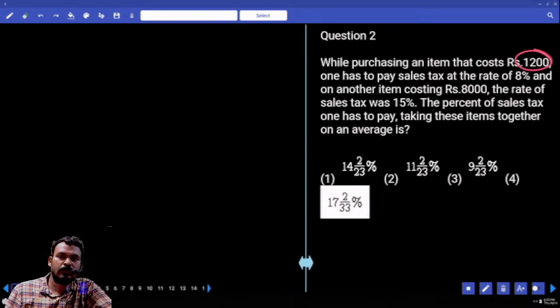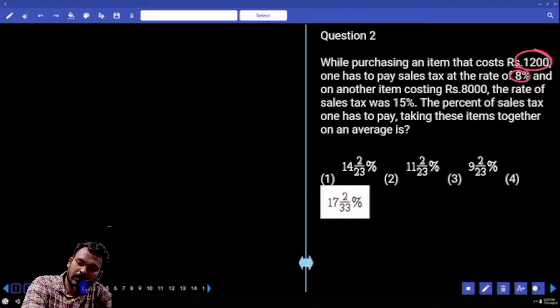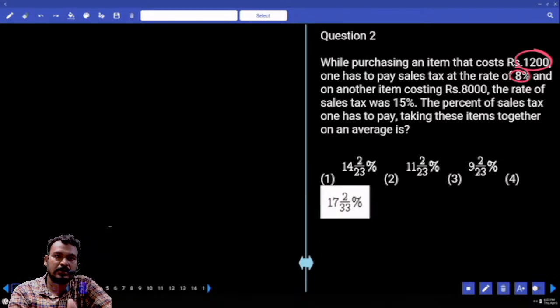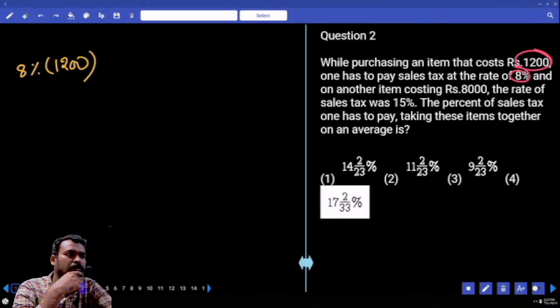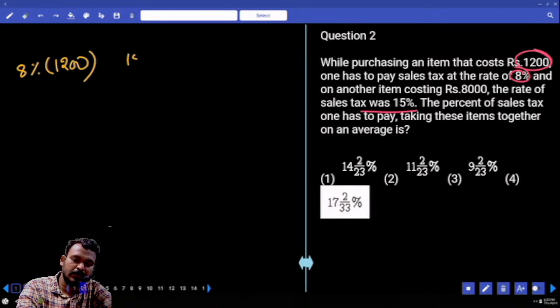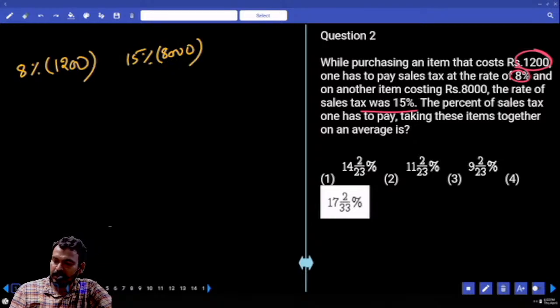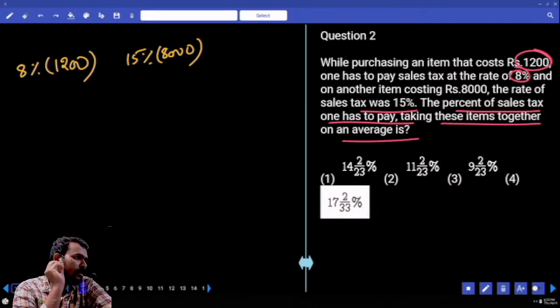What is the first one? Item cost 1200. In that, how much percent is tax? 8%. What is 8% of 1200? Or else directly we write 8% of which one? 1200. It is the tax on the first item. Next, what is the tax on the second item? 15%. 15% of which one? 8000. But we require the percent of sales tax one has to pay taking these two items together on average. Means taking two items or only one item?